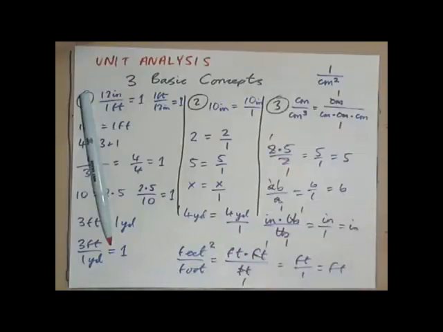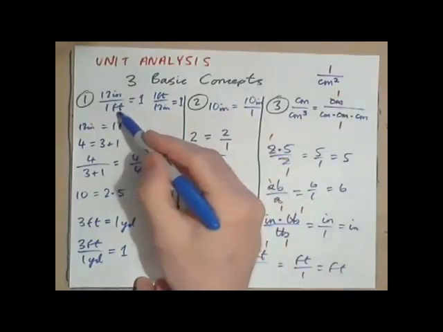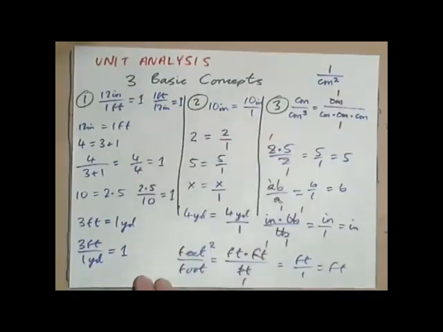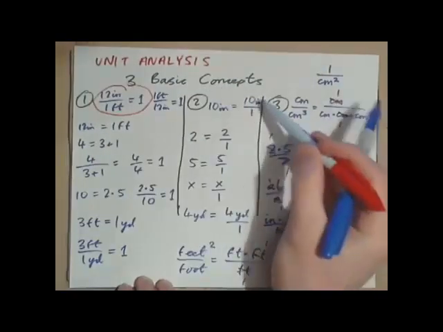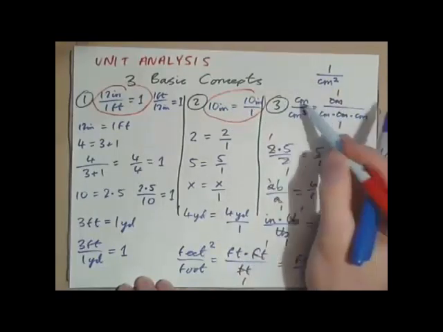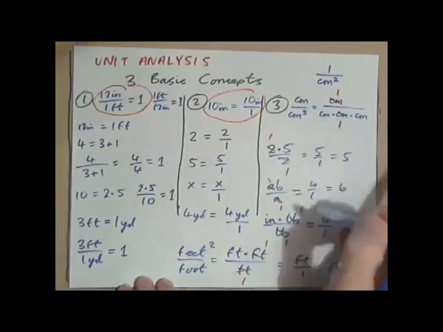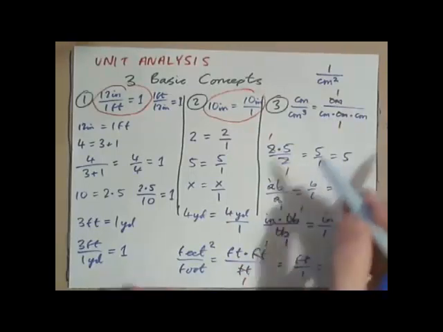So using these concepts, if 12 inches is the same as 1 foot, we can write 12 inches over 1 foot as 1. There's one concept, for example. 10 inches can be written 10 inches over 1 as a fraction, and units can be cross-cancelled just like any other variable. Okay? So there's our three concepts.